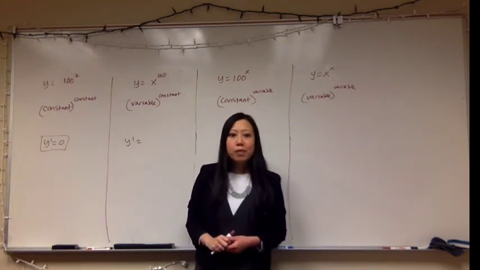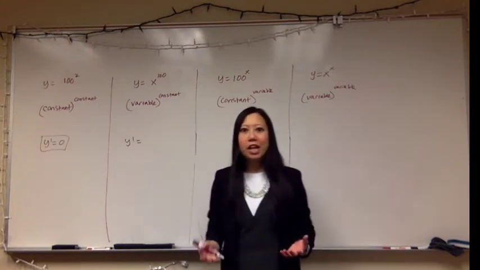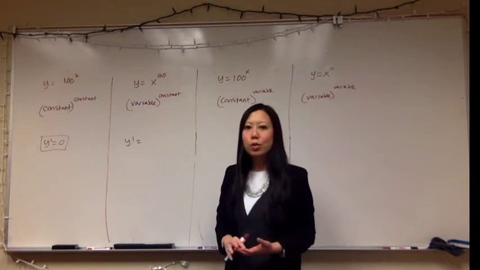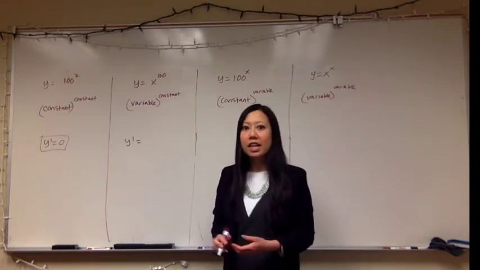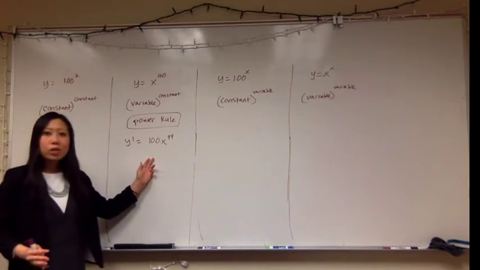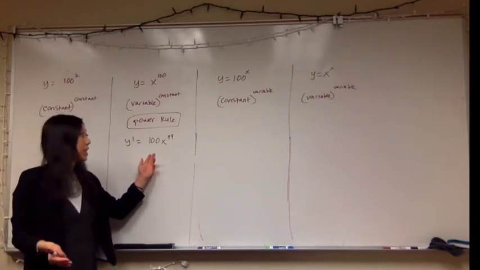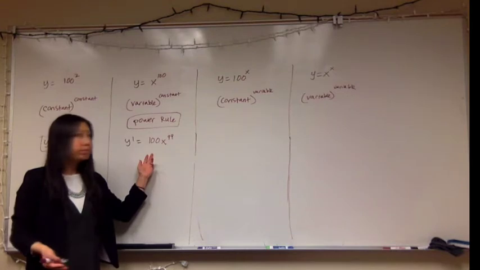If I have a variable raised to a constant, we have to go ahead and apply power rule, right? So we apply power rule when we have a variable in the base, but not in the exponent. So we apply power rule, we bring down the exponent and subtract 1 from the exponent, and we get this.